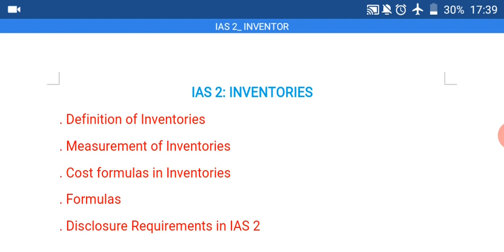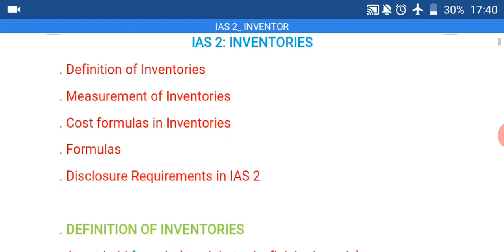And here we have the definition, which is usually the first in any topic. You would have to define what the topic says, what it's all about, so we'll be able to understand better. And the second is the measurement of inventories. The third will be cost formulas in inventories. What formulas do we use in inventory? The fourth would be formulas. Now the formulas are still related to the cost formulas in inventory. We'll be taking a look at them. Then disclosure requirements in IS2.